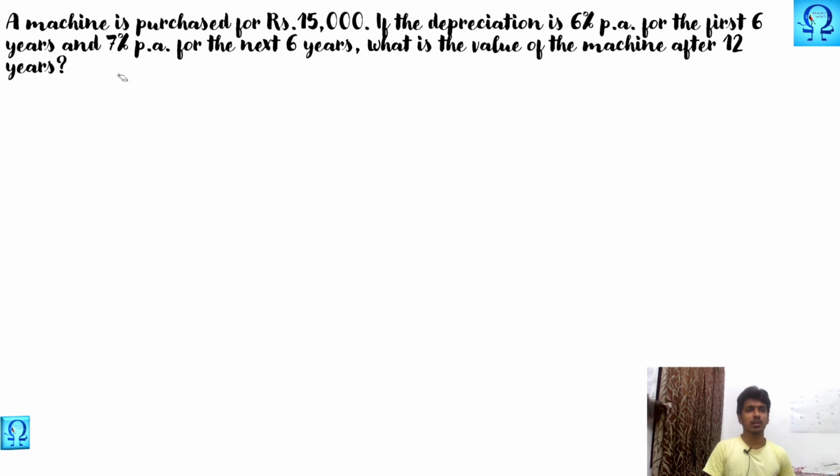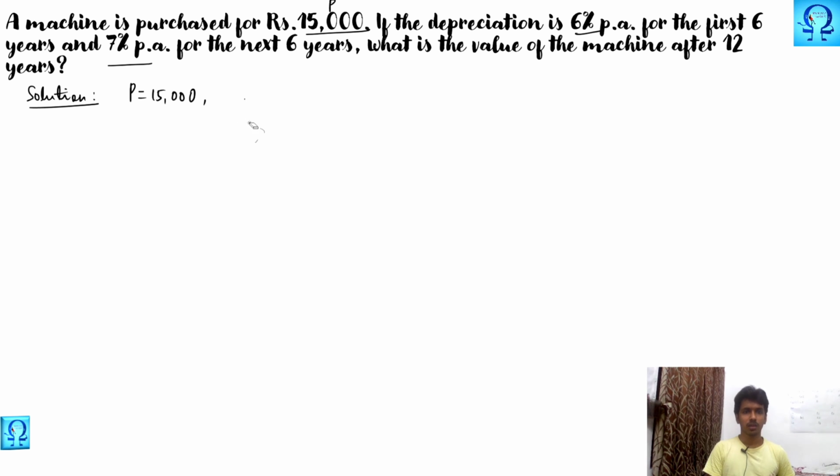Here it is given that a machine is purchased for 15,000. So P value is 15,000. The depreciation is 6% per annum for the first 6 years. Okay. And for the next 6 years, it is 7% per annum. What is the value of the machine after 12 years? So this is quite tricky. It seems to be tricky, right? This can be done in two ways. Let me explain both ways. Okay. P value is 15,000.